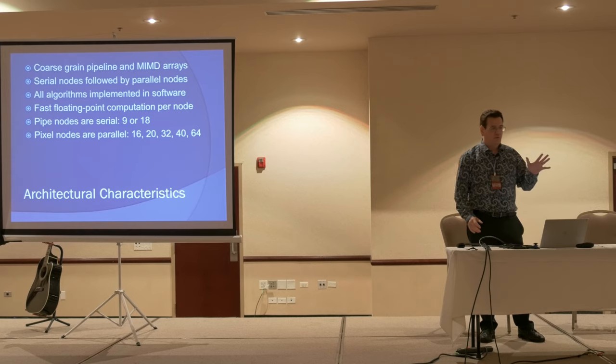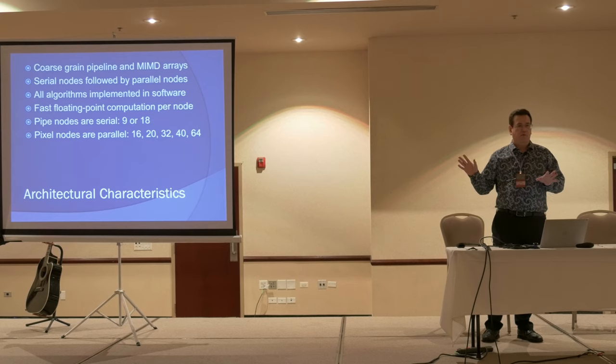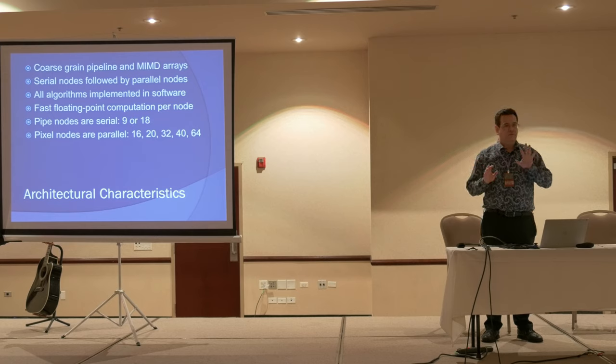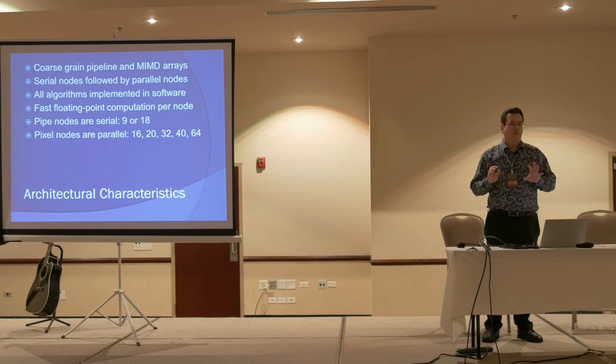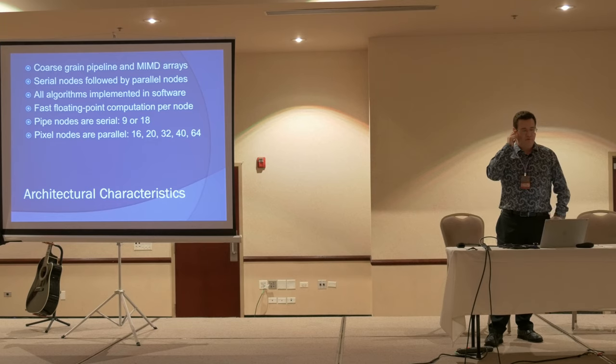You have a serial portion of the pipeline followed by a parallel portion. The reason you want the first portion to be serial is that if you are drawing primitives, the order in which the primitives are processed matters. If I draw one triangle first and then a second triangle, I expect the second triangle to appear on top of the first one if there's no kind of hidden surface elimination. The order in which I draw things is the order in which I expect to see them rendered. So that serial portion happens first.